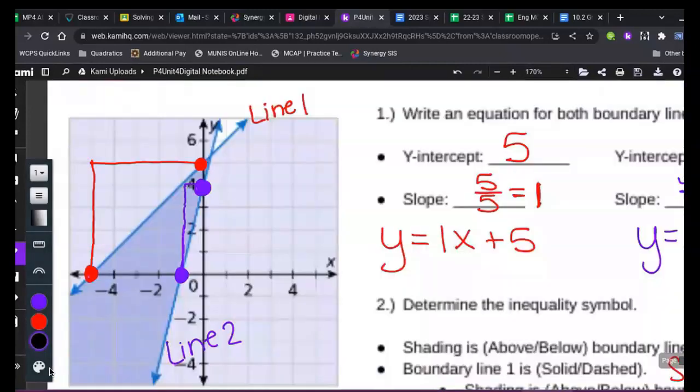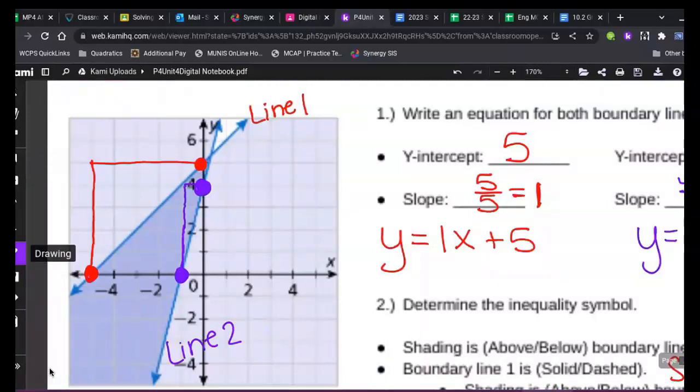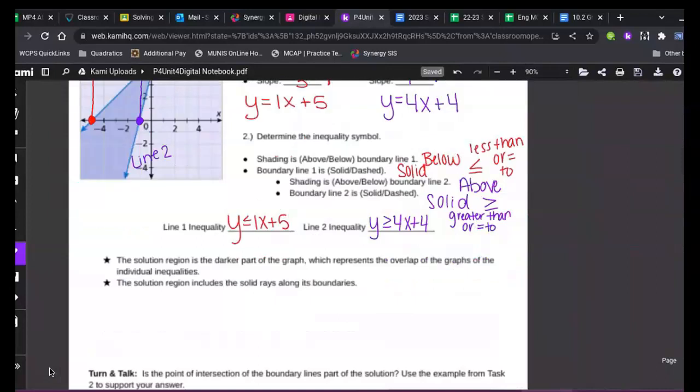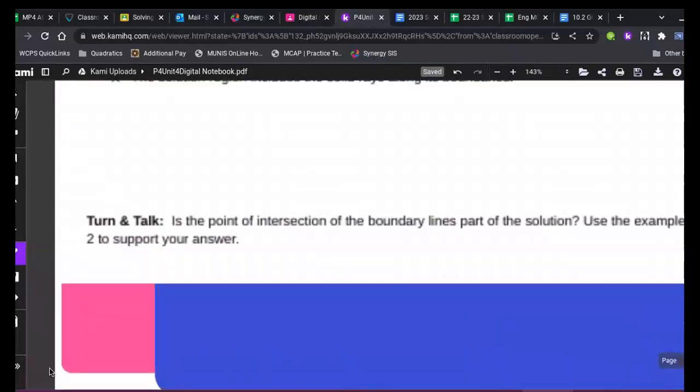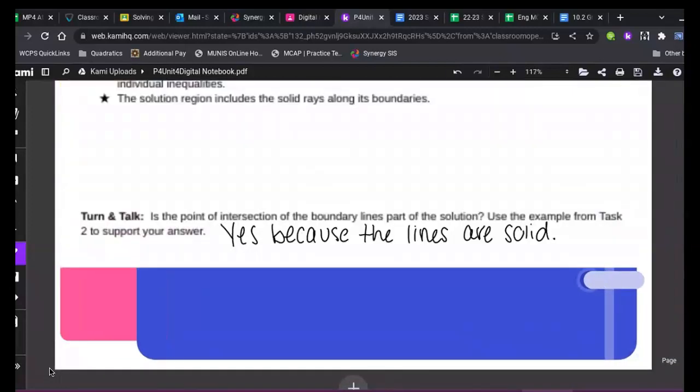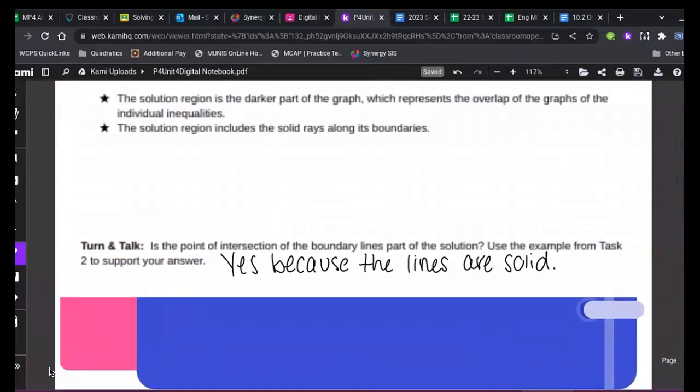The question is asking us where the lines intersect. So this point right here, go ahead and put that point on your graph, the point where the two lines touch. Since it's on a solid line, the point of intersection is a solution. So yes, because the lines are solid. If a point is on the solid line or in the darker shaded region, it's considered a solution.